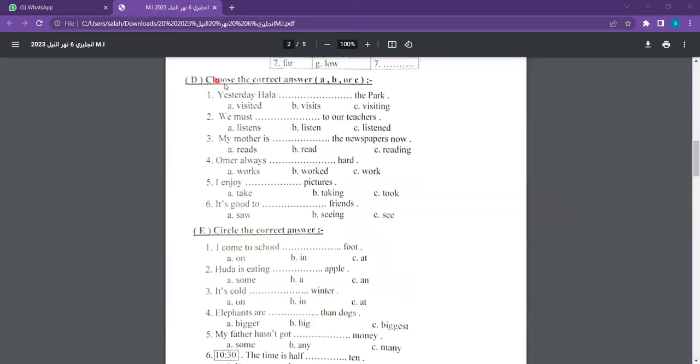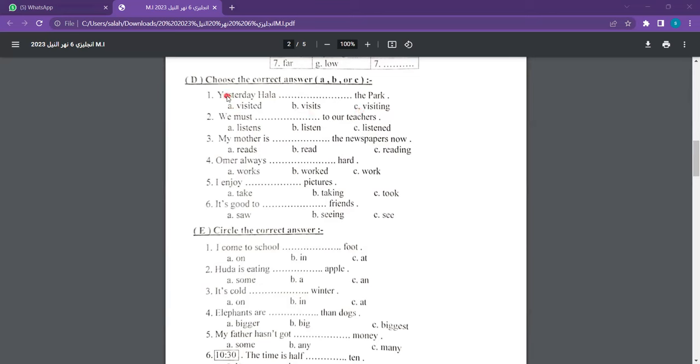Yes, this is the grammar. Choose the correct answer, A, B, or C. Number one: Yesterday, Hala dash the park. Number A, visited. Number B, visits. Number C, visiting.